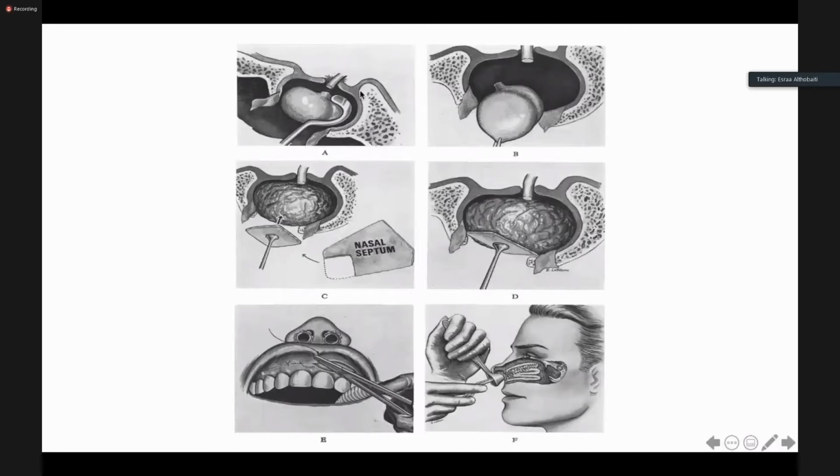So after we remove the tumor, there will be a defect. Regarding reconstruction, it depends on the size of the defect. If the defect is small and there is a low-flow CSF leak, that needs only a graft, either free fat or fascia lata. But if the defect is big, that means we will need a flap, like here, a nasoseptal flap.